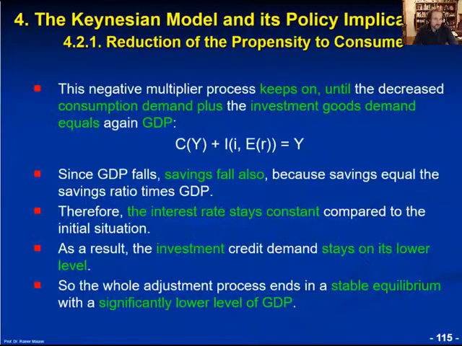Since GDP falls, savings fall also, because savings equal the savings ratio times GDP. Therefore, the interest rate stays constant compared to the initial situation. As a result, the investment credit demand stays on its lower level. So the whole adjustment process ends in a stable equilibrium with a significantly lower level of GDP.